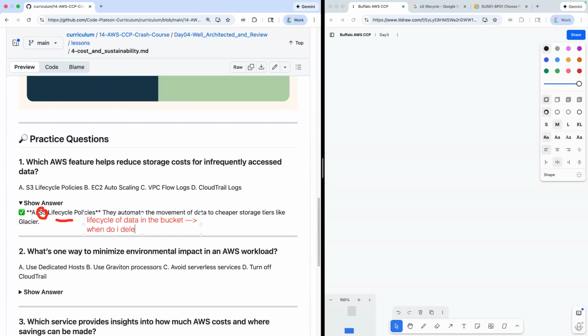When do I delete it or move it into cheaper storage? And so that's how it connects to reducing storage costs. Yeah, Ryan, great job, man, and thank you.